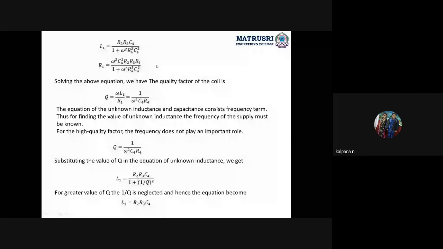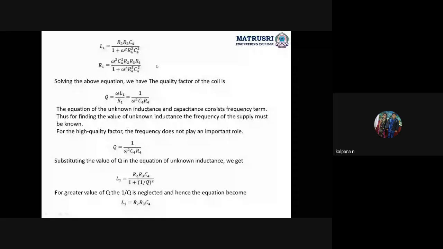So what we need to do? Substitute L1 is equal to R1 by omega square R4 C4, which we got, in this L1. Then do the simplification. Then we will get L1 is equal to R2 R3 C4 by 1 plus omega square R4 square C4 square, and R1 is equal to omega square C4 square R2 R3 R4 by 1 plus omega square R4 square C4 square. So these are the two standard equations for the values of L1 and R1.